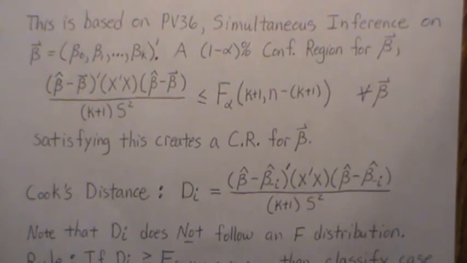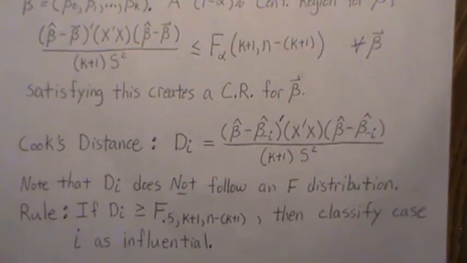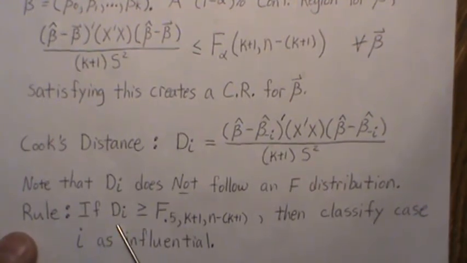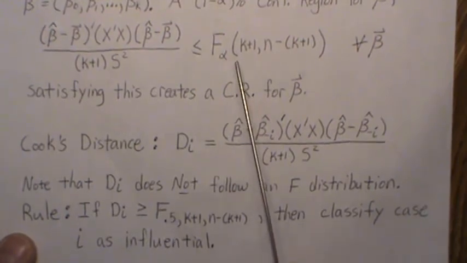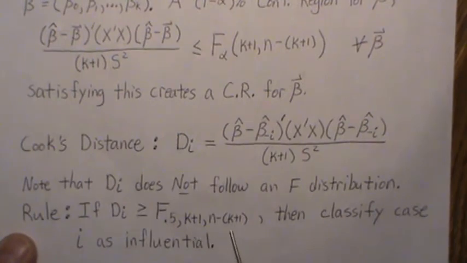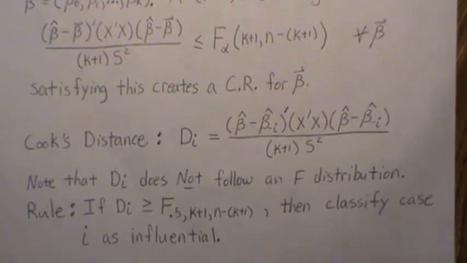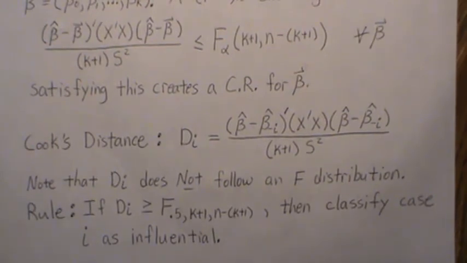F-like. So sometimes we say, hey, this distribution is t-like, and so we can use a t-distribution to come up with a criterion. And it's a rule of thumb as opposed to an exact calculation. And that's what this is. So if the Cook's distance is greater than this value, so normally we would put alpha there, it's like 0.05, but here we put 0.5, and then numerator, denominator degrees of freedom. If Cook's distance is bigger than this, then we classify that case i as influential. Then we have to repeat this for each observation.